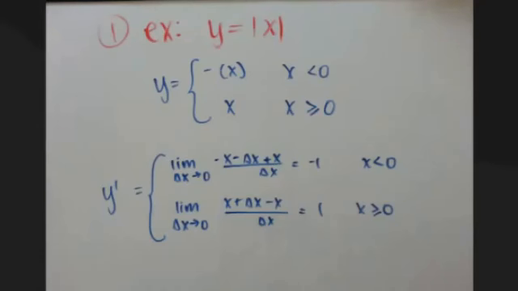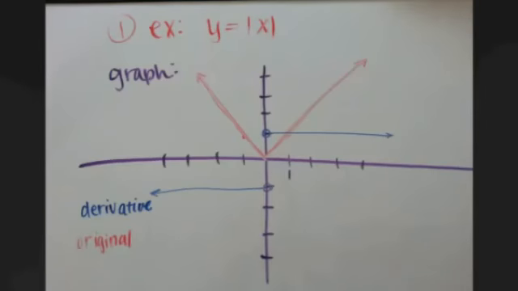Let's graph both the derivative and the absolute value functions to investigate. Here, we see that the derivative function isn't continuous. There's a jump in the graph. Therefore, the function is not differentiable.